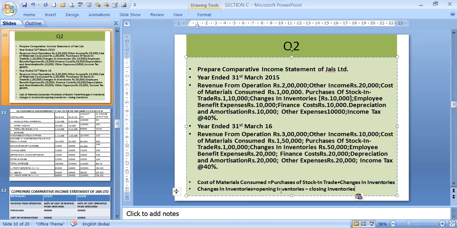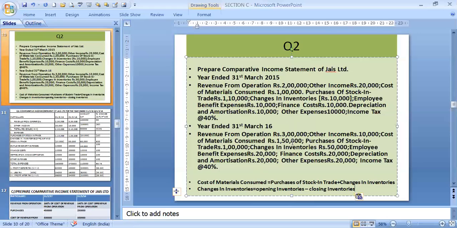So suppose our opening inventory is only 10,000 and closing inventory is 20,000. Then 10 minus 20 is minus 10. That means closing inventory is more in this case. So we know the formula of this one is: purchase of stock plus opening minus closing, or purchase of stock plus changes in inventory. Changes in inventory is negative. That means 1 lakh 10 minus 10 is 1 lakh. That is cost of material consumed.